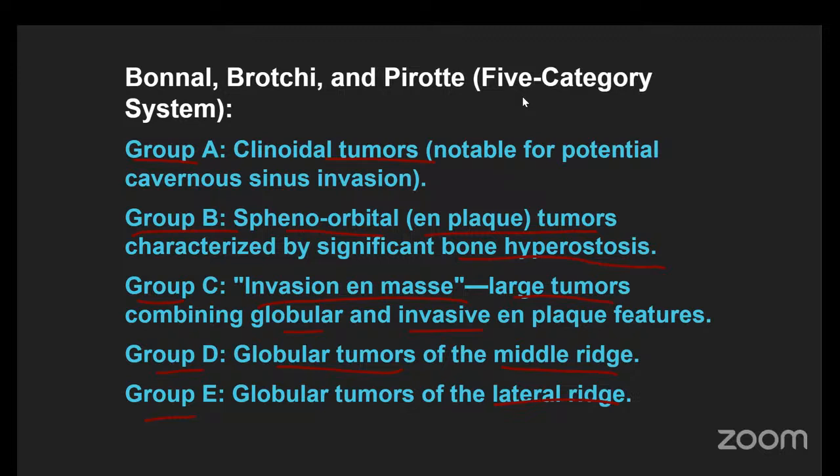So the previous classification that we discussed, which was the Cushing and Eisenhardt, according to that, the clinoidal tumors, which were the medial ones, are group A. The middle or the alar ones are group D. And the lateral ones, or the convexity or the pterional, are group E. B and C are the additions that were not in Cushing's classification. Group B is the sphenoorbital. These are en plaque, and group C is globular plus invasive en plaque. So you're going to find a mass, a lump. Along with that, you're also going to find this sheet-like invasion of the dura. So remember the classification because we are going to see the images now.